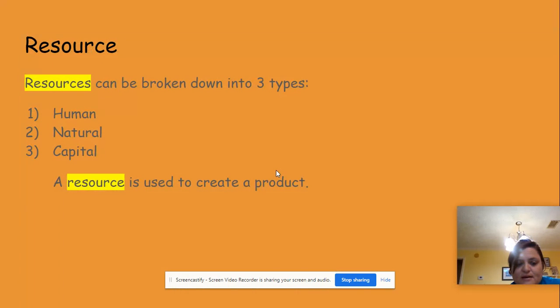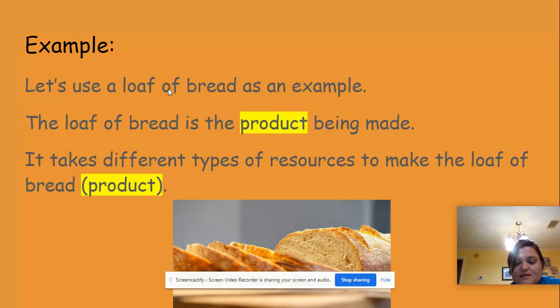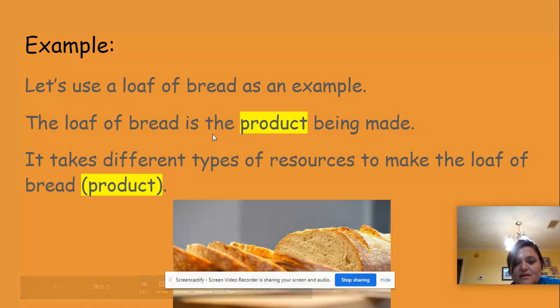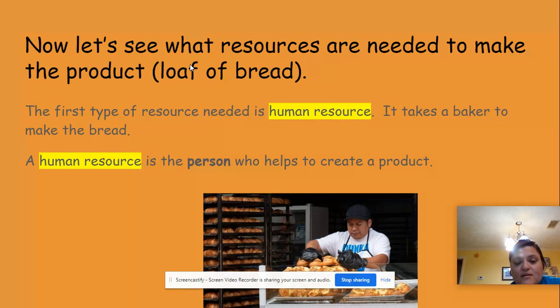Okay, so let's go back. So that's what a resource is. So let's use a loaf of bread as an example. We just talked about that. There's your loaf of bread. That is your product. The loaf of bread is the product being made. It takes different types of resources to make the loaf of bread, which is again called the product. There's lots of different things that can be the product, but this is the example we're going to use. Now let's see what resources are needed to make the product, which remember is our loaf of bread.